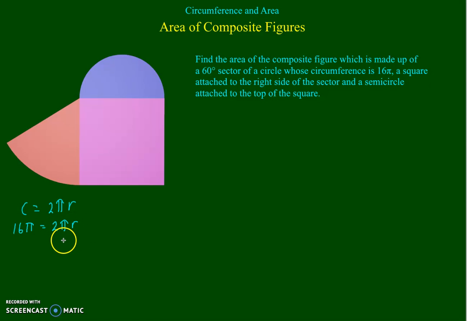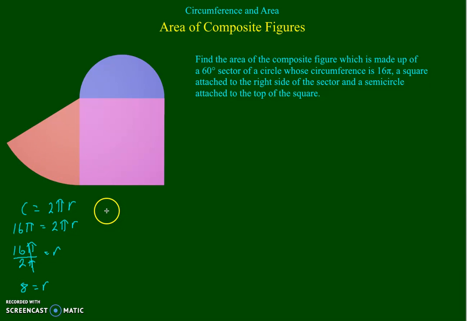We're going to divide both sides by 2 pi. So 16 pi divided by 2 pi equals the radius. Oh, happy day. We can cross out the pi's. 16 divided by 2 is 8 equals r. So the radius is 8. Now we can take that radius and we can go ahead and find the area of that sector.